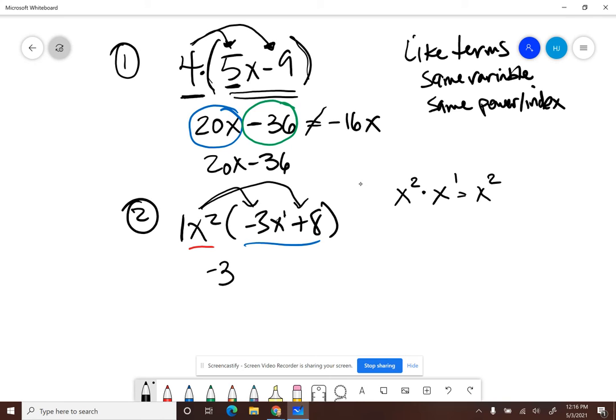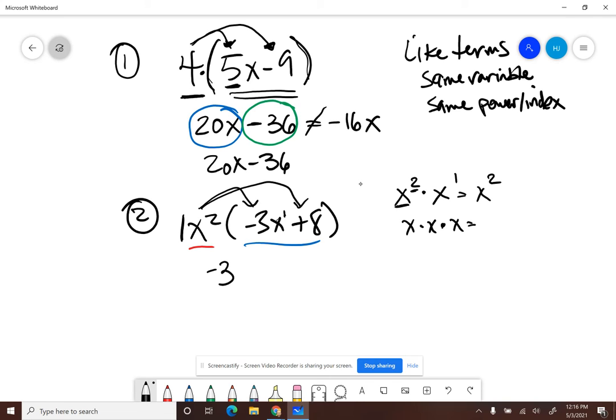Think about what x squared really is. This 2 tells me that I'm going to repeat this x twice. So that means this is really x times x. That's the same thing as x squared times 1x. Okay, now I want you to count how many x's you have.